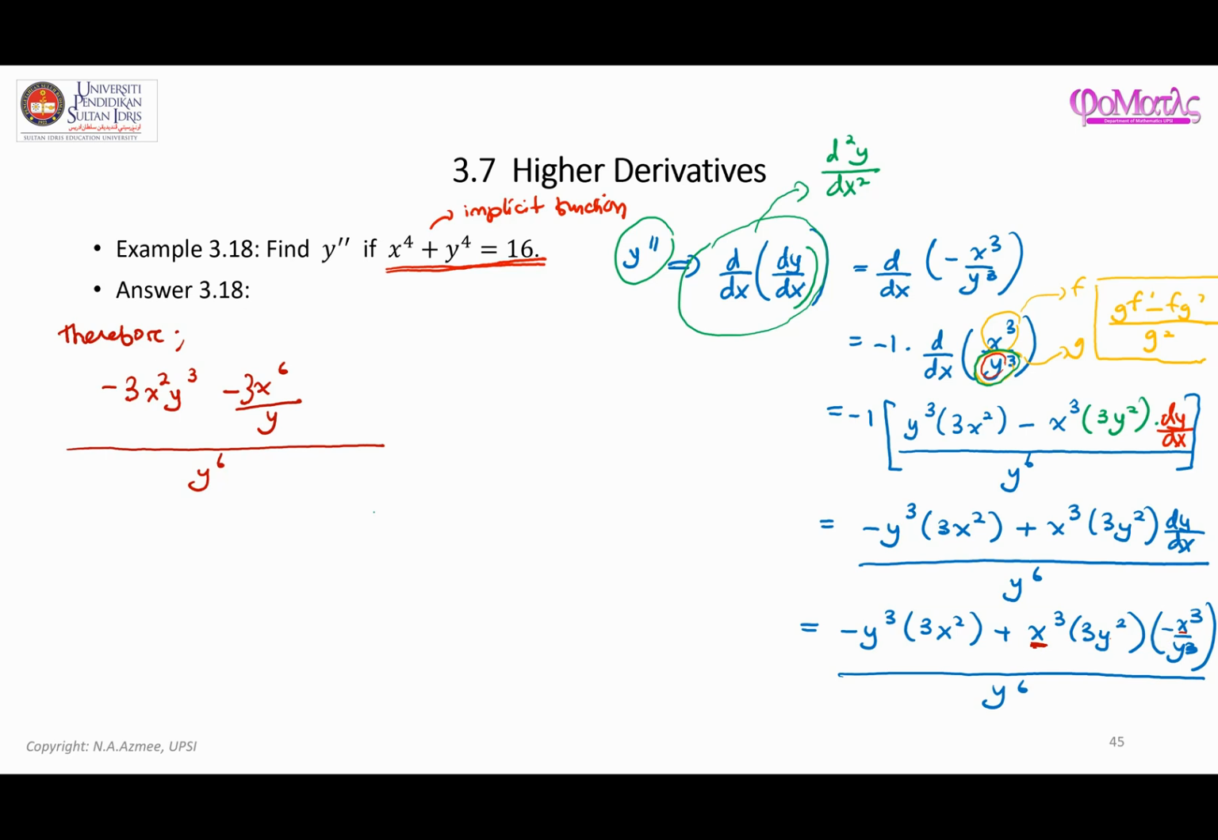Now what I'm going to do is have the same denominator for these two expressions here, so I will have over y. On this part here, I'm going to have negative 3x squared y to the power of 4, minus 3x to the power of 6, times 1 over y to the power of 6.